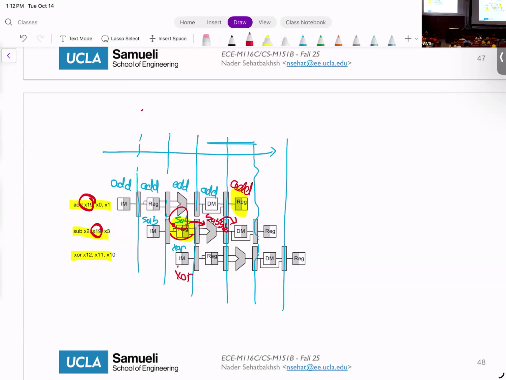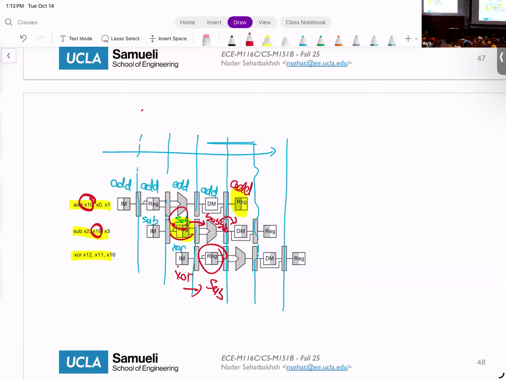So the question is, why can XOR not move forward? The XOR cannot move forward because the decode stage is already occupied by the sub instruction, okay? The reason that we can move the pipeline is that sub goes to the next stage, and then you have an empty stage that you can move things over to, right?